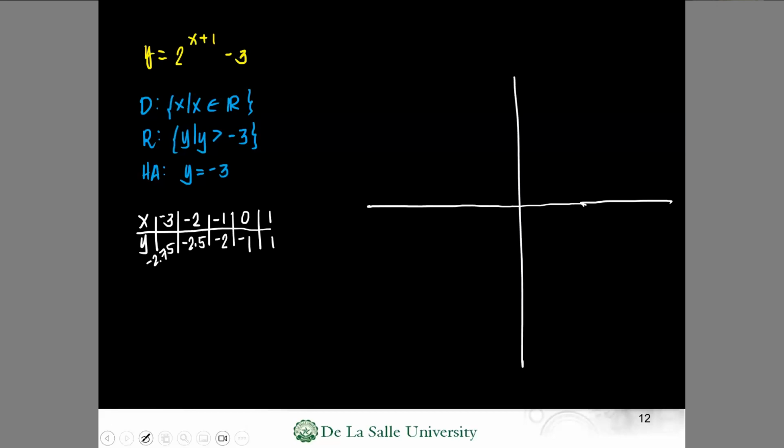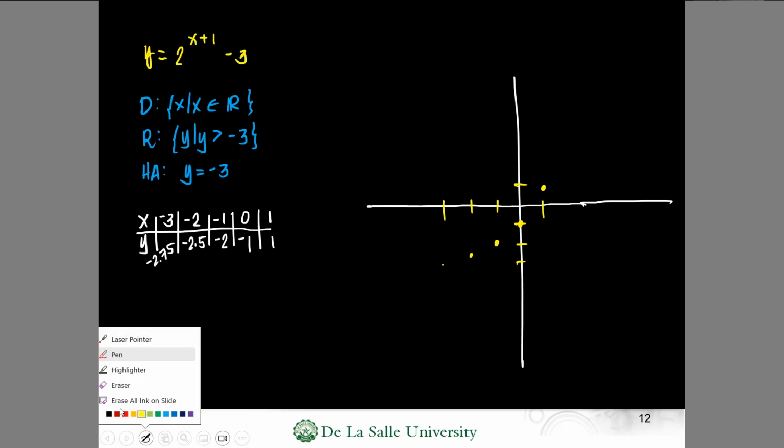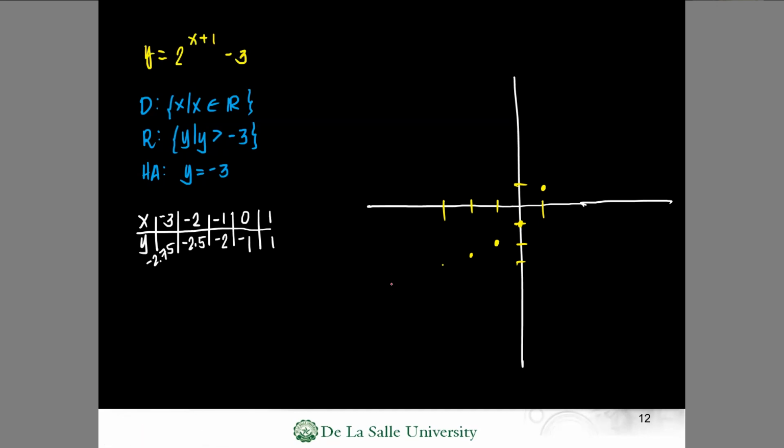So what we will do is, let's try. If x is -1, it's -2. If x is 0, -1. If x is 1, 1. If x is -2, -2.5. If x is -3, -2.75, somewhere near this. So when you notice, you said earlier that the asymptote is -3.